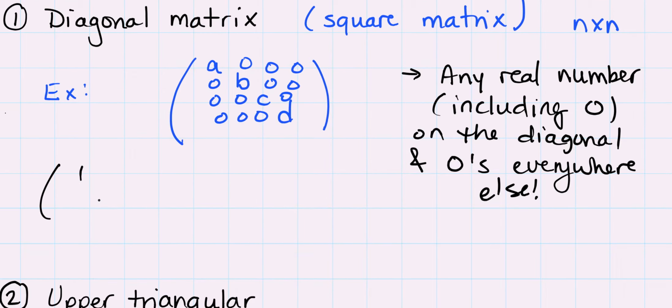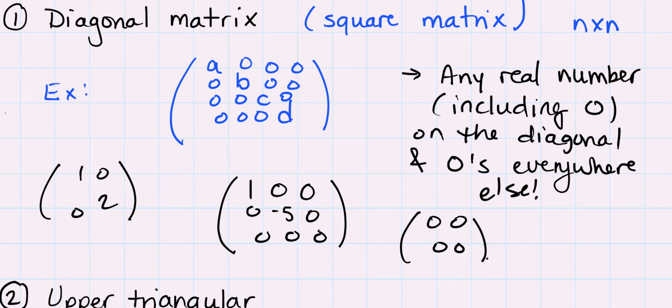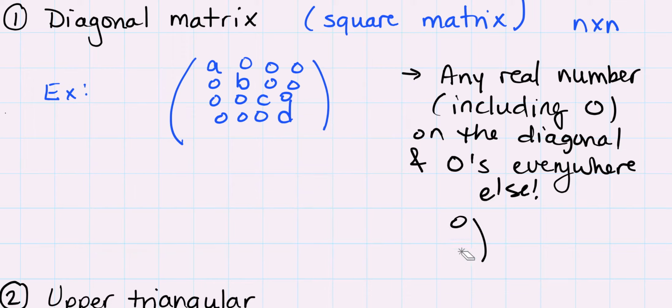So this is a diagonal matrix. So is this matrix. I put a 0 here, but you can have a 0 on the diagonal. So the only things that are non-zero or could be non-zero are things on the diagonal. And you could also just do the 0 matrix. That is a diagonal matrix. Okay, let me ask you a question. When is a diagonal matrix invertible?